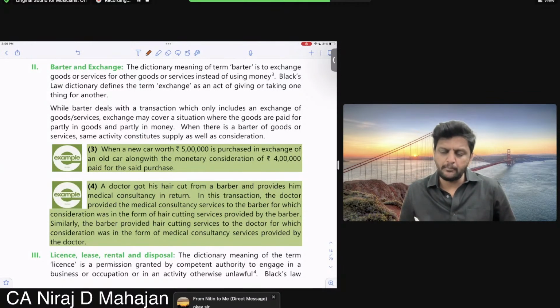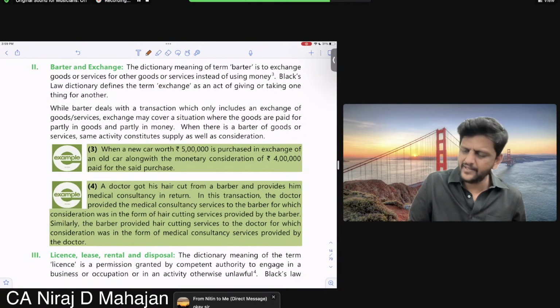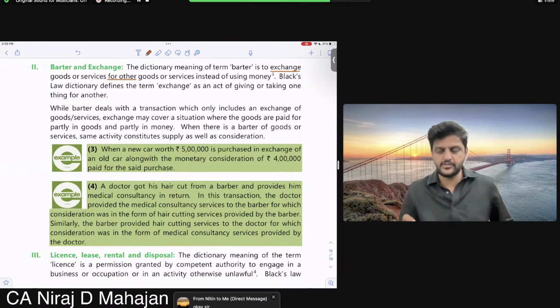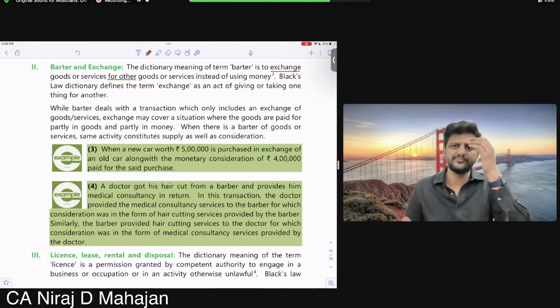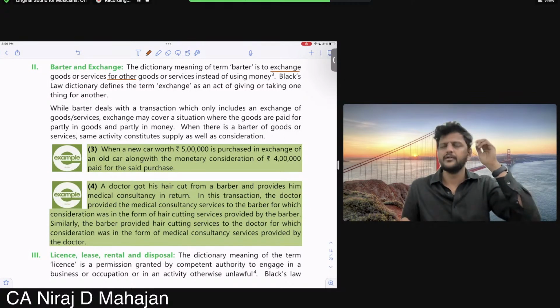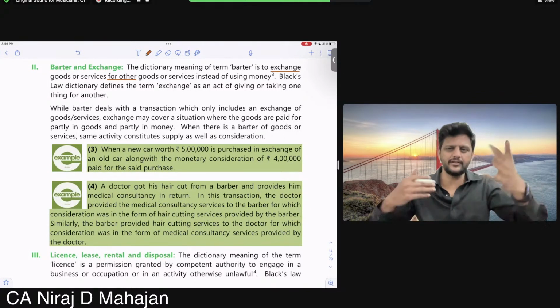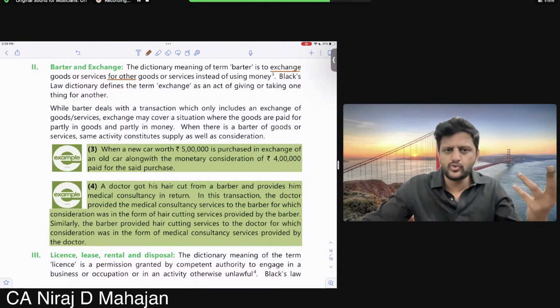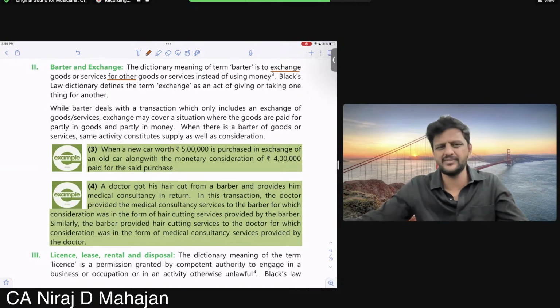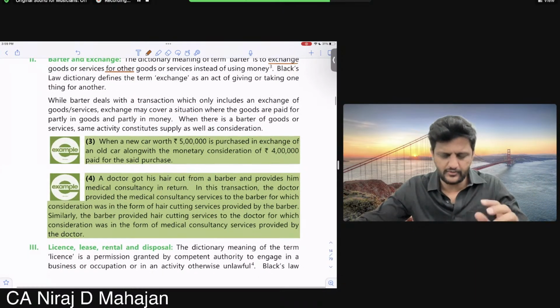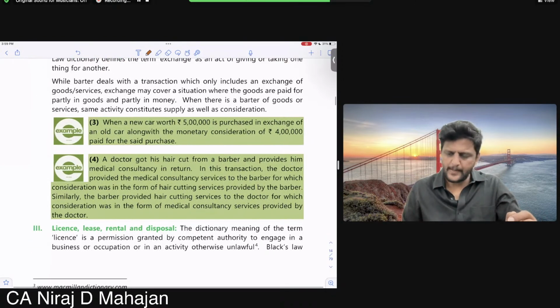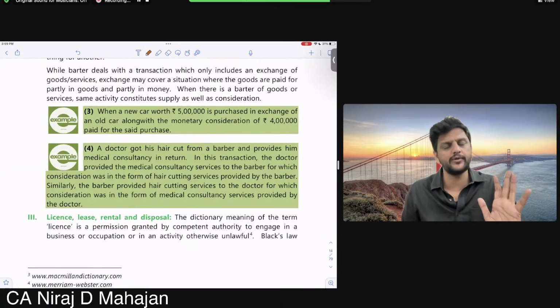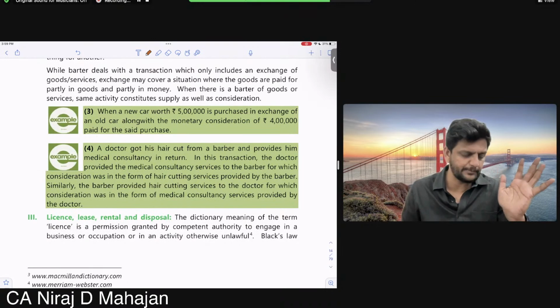The dictionary meaning of the term barter is to exchange goods or services for other goods or services instead of using money. Apples and cotton exchange, correct? Apples and shoes. So basically your wheat, you know what is barter and I don't have to tell you in detail, okay? They have kept that also open in the definition. Even barter is considered as supply.